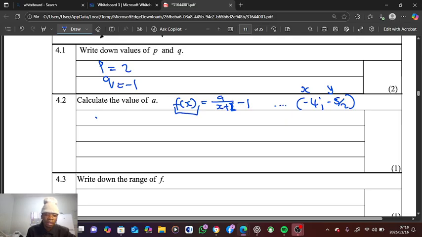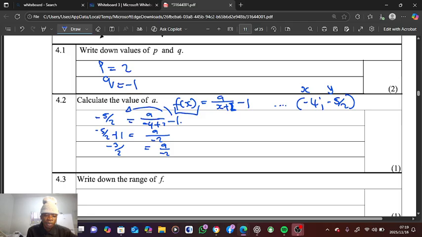So we're going to have negative 5 over 2, that's our y, equal to a over our x, which is negative 4 plus 2, minus 1. So we're going to take this negative 1 to this side. It's going to be negative 5 over 2 plus 1, equal to a over negative 4 plus 2. It's going to be 2 minus 4, which is negative 2. So here we're going to have negative 5 over 2 plus 1, which will give us negative 3 over 2. This is equal to a over negative 2.